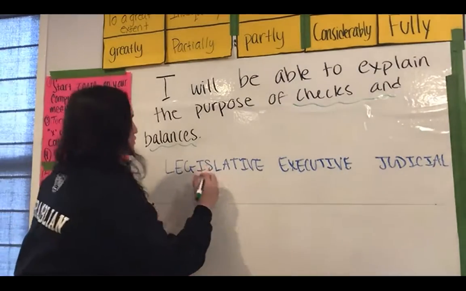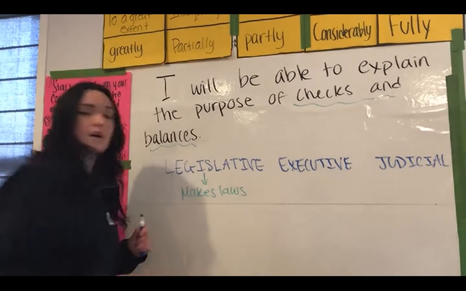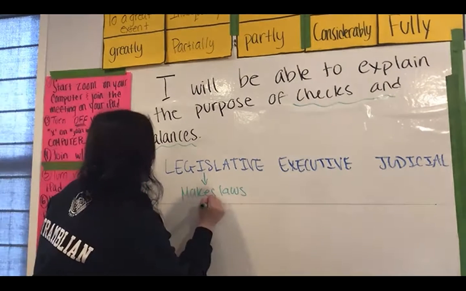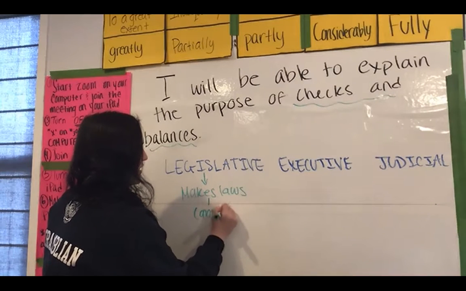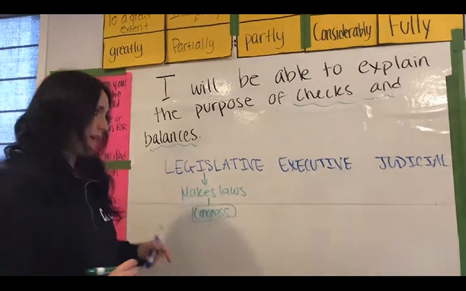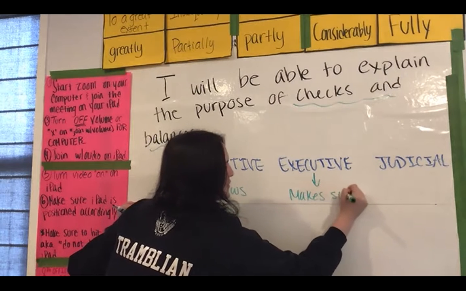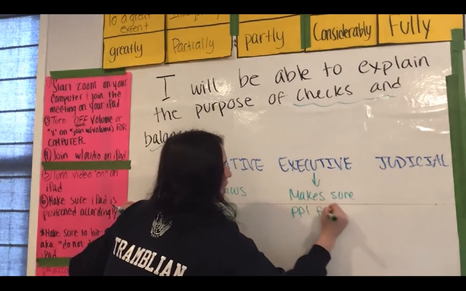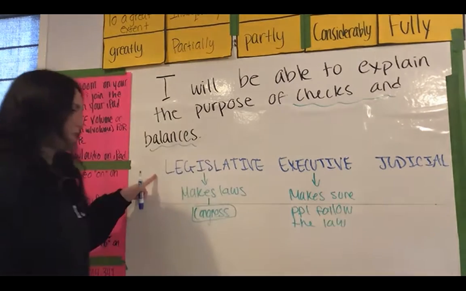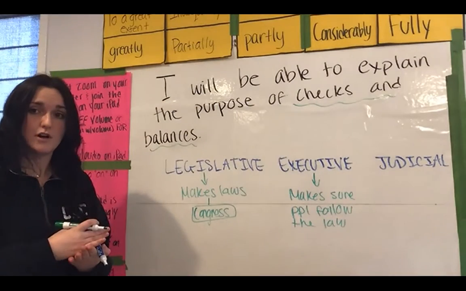Our legislative branch, we know, makes the laws. This is what your storybook from last week concentrated on. You were focused on the legislative branch. The main group in the legislative branch is called Congress. Then we've got the executive branch. The executive branch makes sure people follow the laws. So the legislative is going to make the laws, and then executive makes sure people actually follow the laws.